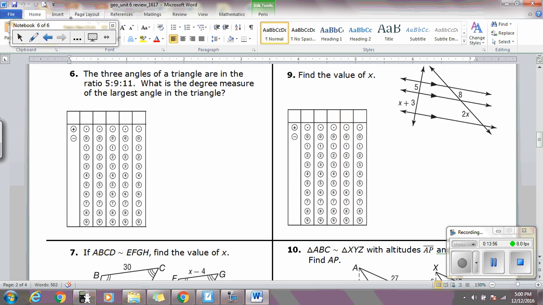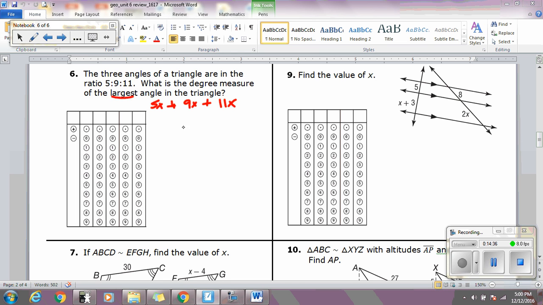All right, number 6 says the 3 angles of a triangle are in the ratio 5 to 9 to 11. What is the degree measure of the largest angle? So on this extended ratio, it's called an extended ratio because it has more than 2 numbers. You're simply going to add any variable behind each number and make sure it's the same variable each time. So let's use x. Why not? So that would be 5x, 9x, and 11x. And we're going to add all 3 together.